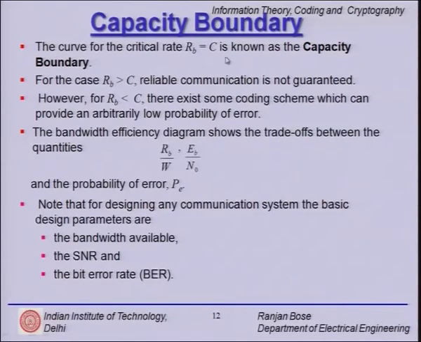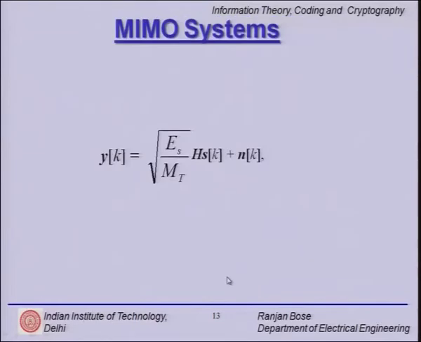So, RB equal to C is the capacity boundary, and please note that for designing any communication system, the basic design parameters are the bandwidth available, SNR, and the performance measure BER. So, this we have now understood in terms of the slides we have seen. BER is also designated as the probability of error.